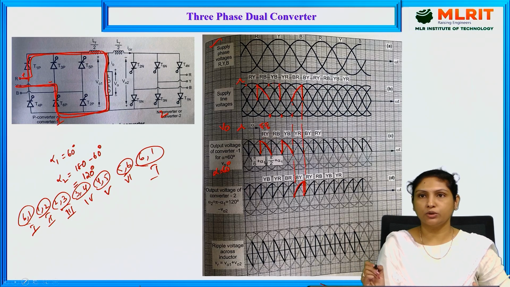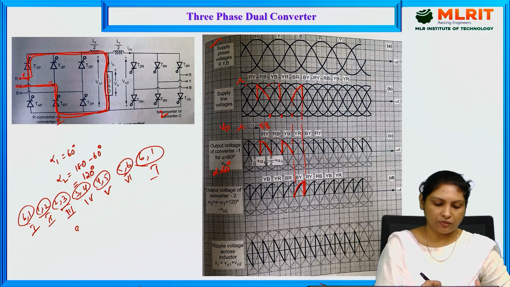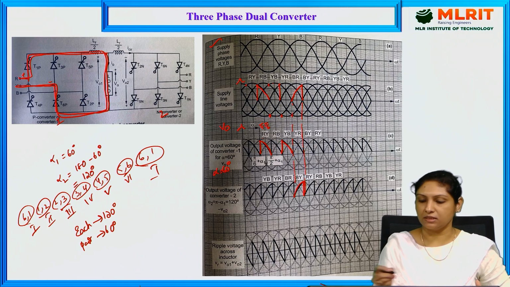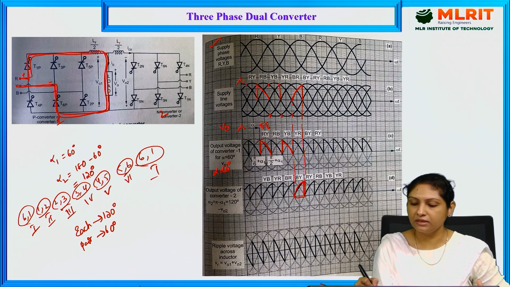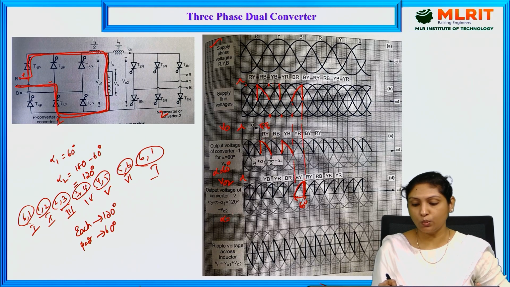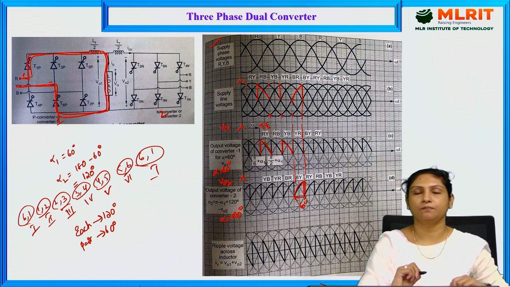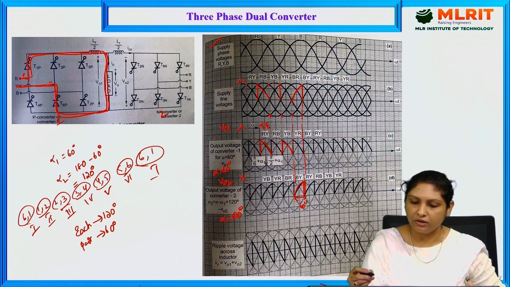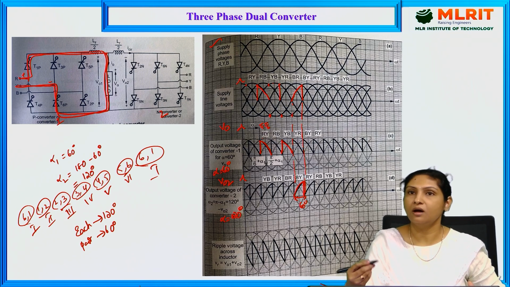As I already told you, each SCR will be conducting for a period of 120 degrees and a pair of SCRs will be conducting for a period of 60 degrees. So that is how here it is conducting for a period of 60 degrees. And this is the output voltage of converter 2 for alpha equal to 120 degrees. So let me check out the waveform for the other so that it will be clear for you.